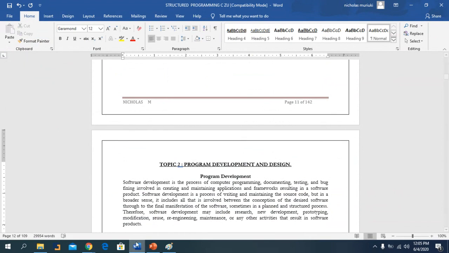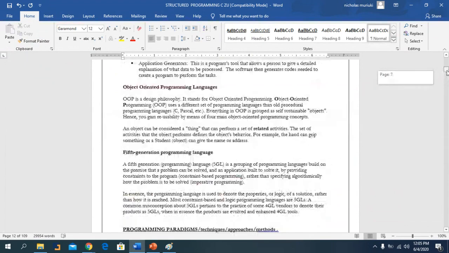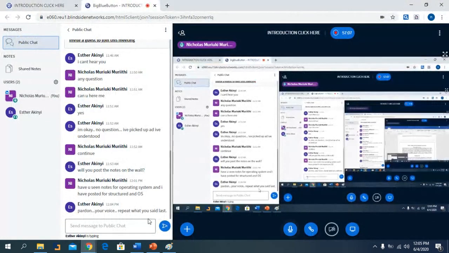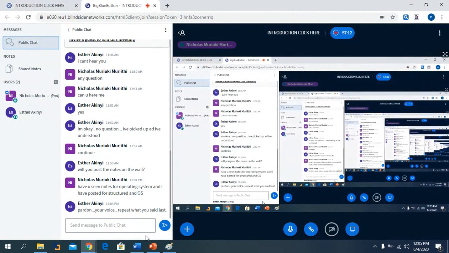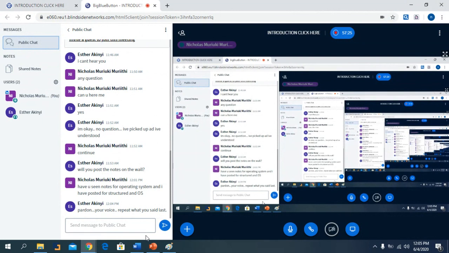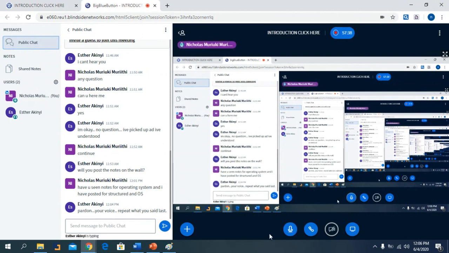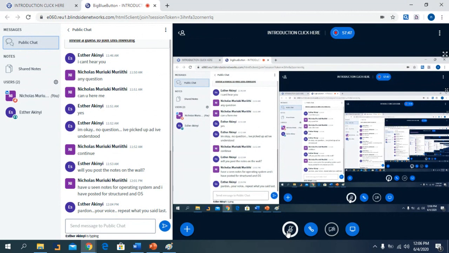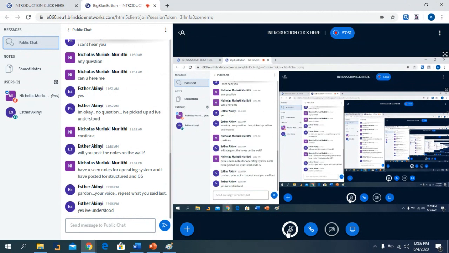Or maybe we can start this topic next time. But have you understood the first topic? This is introduction, definition of terms, requirement, paradigms that are mostly used in programming. Have you understood? Please respond so that we can continue. So we can proceed.